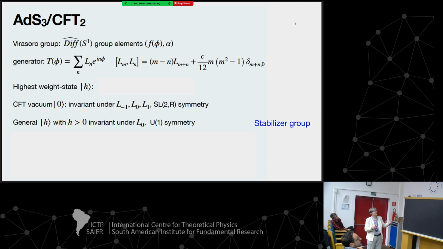In CFT2, we start with the Virasoro group, which we can essentially write as the diffeomorphisms on S1. The group elements will be just functions of the angle on this S1, and alpha characterizes the central charge. Then here's the Virasoro algebra, and then we can consider highest weight states. In particular, the CFT vacuum will be invariant under SL(2,R), whereas a general highest weight state will just be invariant under U(1).